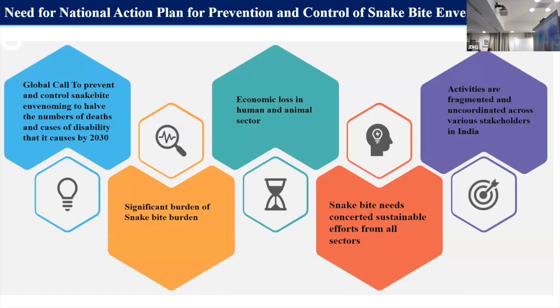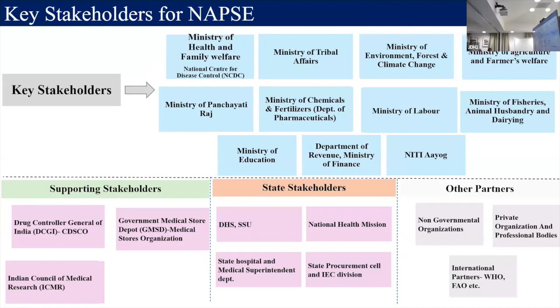Globally, WHO and the snakebite initiatives had an action plan to reduce the number of deaths and disabilities by 2030. So we wanted a document based on which individual states will frame their own action plans, and that's why this National Action Plan was devised. But if something has to be implemented in a whole country like India, it needs not only the Ministry of Health but all the responsible ministries, like the Ministry of Environment and Forest and the Ministry of Agriculture and Farmer Welfare. So all those stakeholders were taken into account.